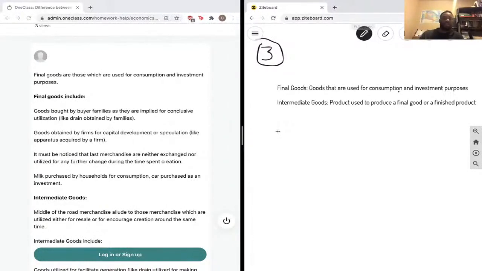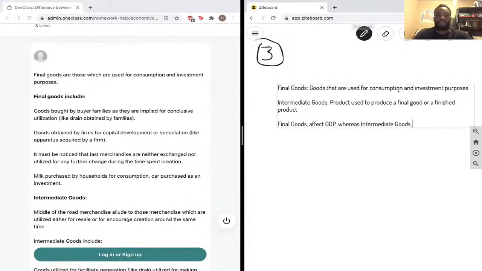And the same thing with a car. If you purchase a car, as long as it's a new car and you're not transferring ownership from someone else, that car is considered a final good, and it affects GDP. So another key point that we'll need to add here is final goods affect GDP, whereas intermediate goods do not.